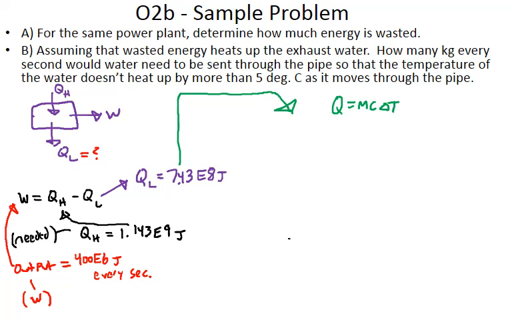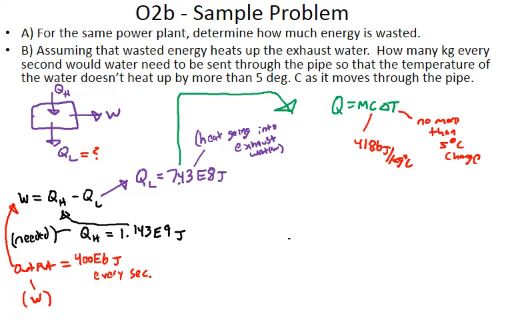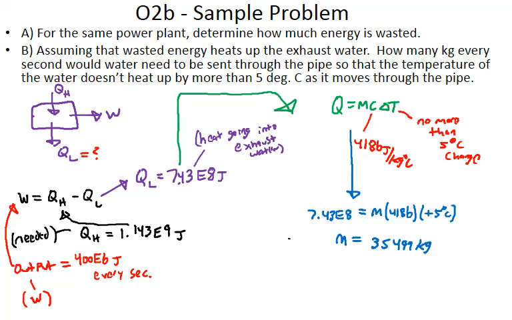And so we can look at mC delta T. This is the heat going into the exhausted water. We know the specific heat capacity. This can't go up more than 5 degrees, right? So therefore, we're looking for the mass that we would need to pump through there, and that's how much mass would need to be pumped through with that energy going through.